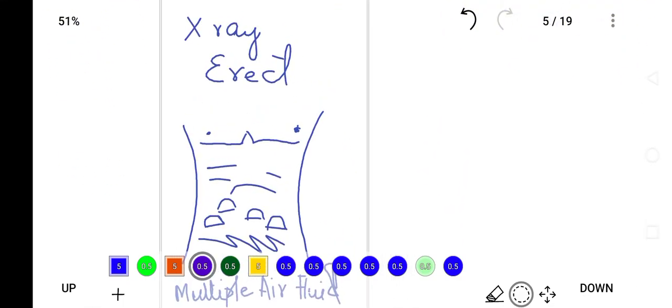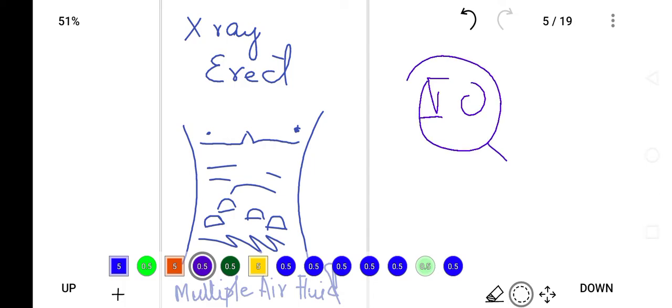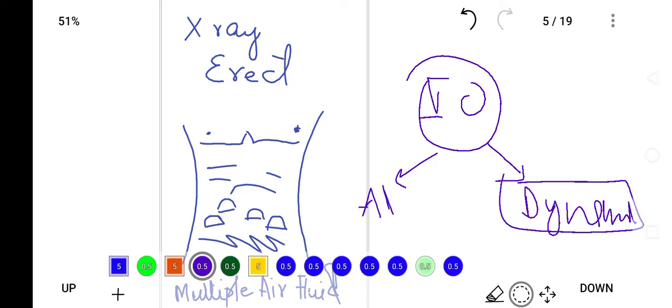Another is intestinal obstruction. Failure to pass stool is known as intestinal obstruction. There are two types of intestinal obstruction: one is dynamic cause and the other is adynamic cause.